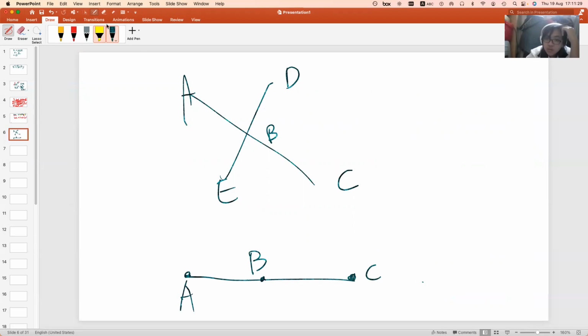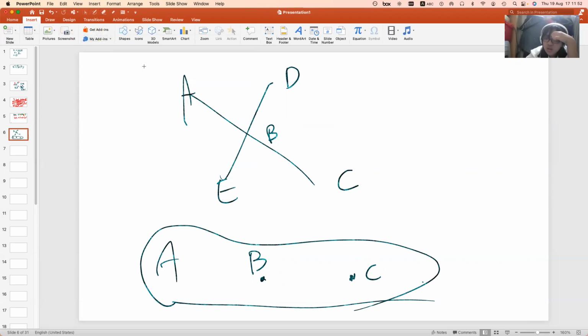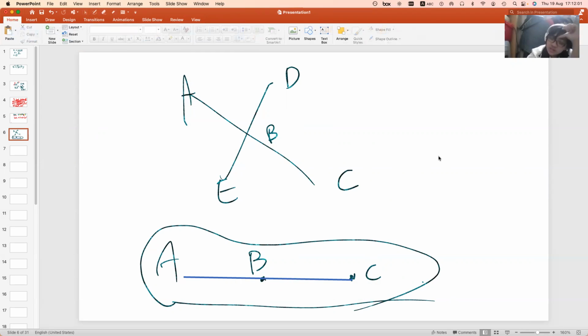Why is this wrong? Why is this ABC wrong? Tell me why. It's not a straight line. Okay, I draw a straight line for you. Why do I say ABC is wrong in this case? Because the ABC on that diagram is slanted. Exactly.